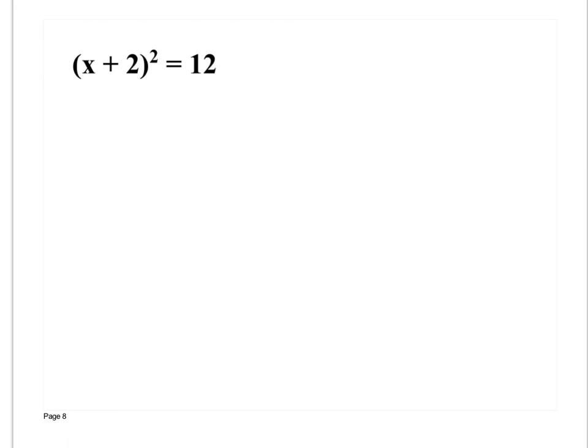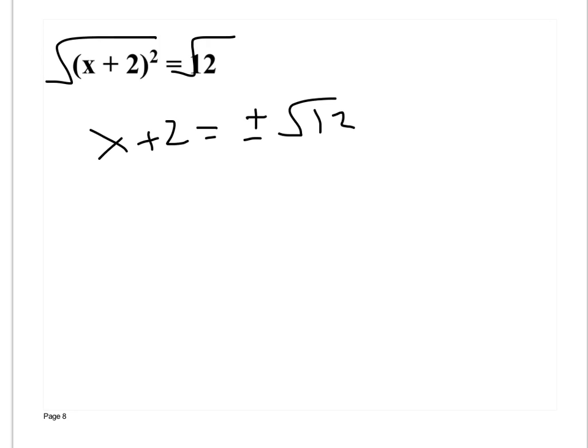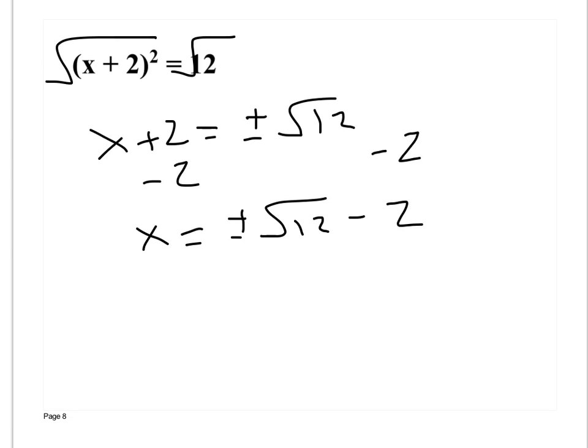Let's do one more. x plus 2 squared equals 12. So I square root both sides to get x plus 2 by itself. But I don't know what the square root of 12 is. You could work it out on a calculator. It's like 3 point something, 3.4. Or you could just leave it at this. So we subtract 2. And here's my answer. x equals plus or minus the square root of 12 minus 2.